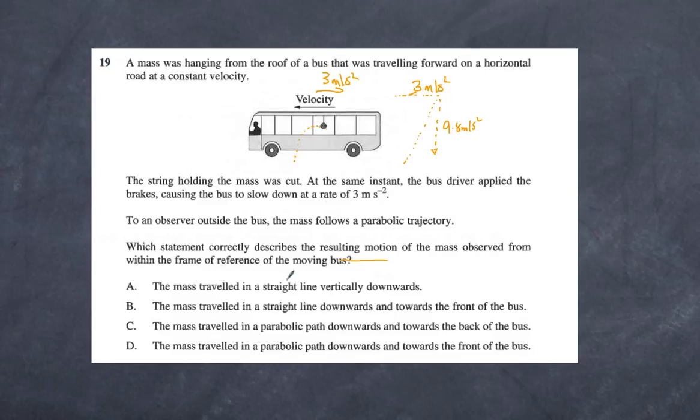So the mass traveled in a straight line vertically downwards? No, that is not true. The mass traveled in a straight line downwards towards the front of the bus. That's what's going to happen. So that's actually correct. The mass traveled in a parabola towards the back of the bus? Now it's not going to go to the back of the bus because the bus is slowing down, so therefore you're not going to get that. And similarly, it's not going to be parabolic in either case. To be parabolic, it needs constant velocity in the horizontal, and that is clearly not the case. So B is the answer.